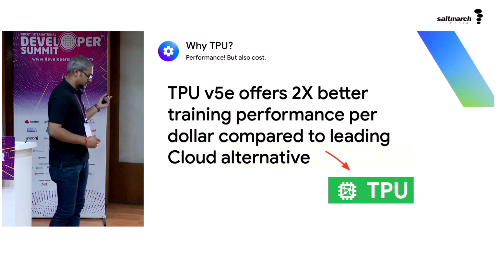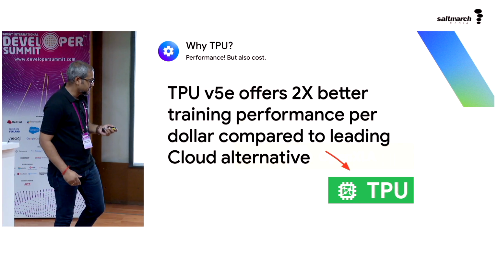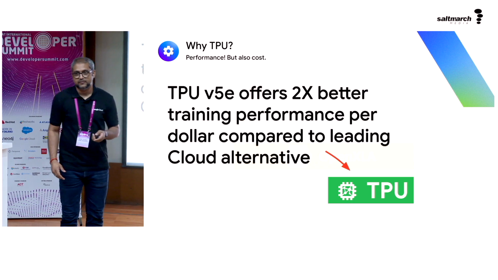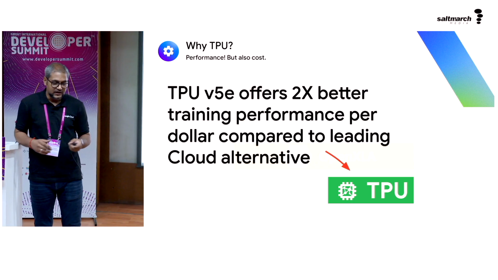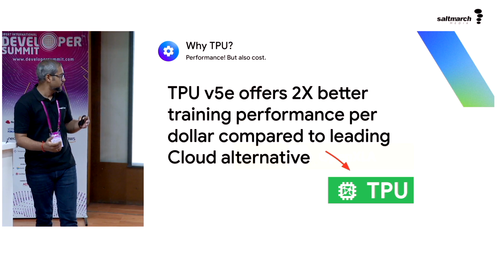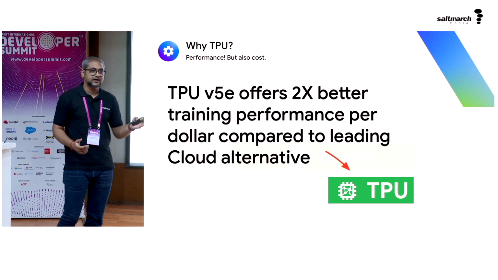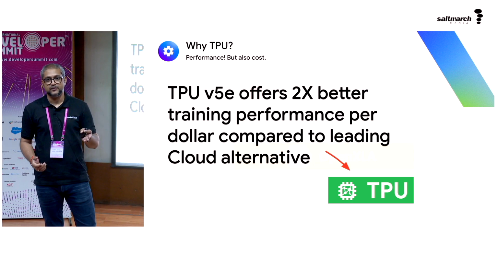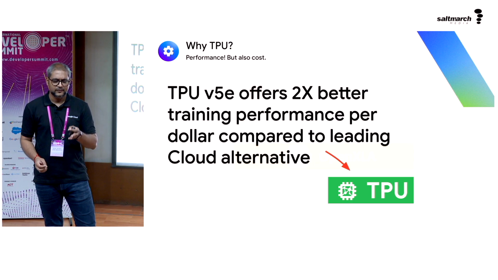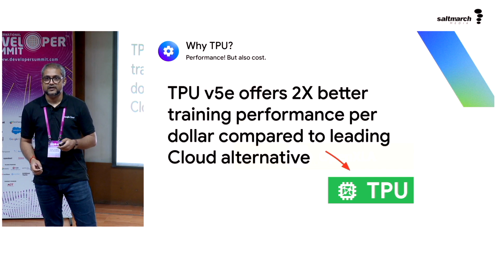One more point around TPU is that it gives you 2x better performance compared to the leading cloud accelerators that are currently present. We have different variations of TPU. One is TPU v5e, which can be used for training as well as inference. And second, recently we have announced TPU v5p, which is primarily for large model training.